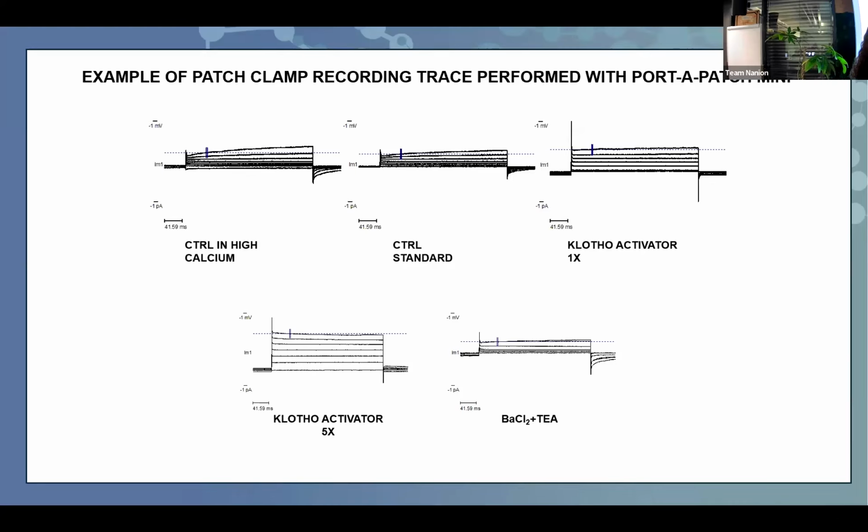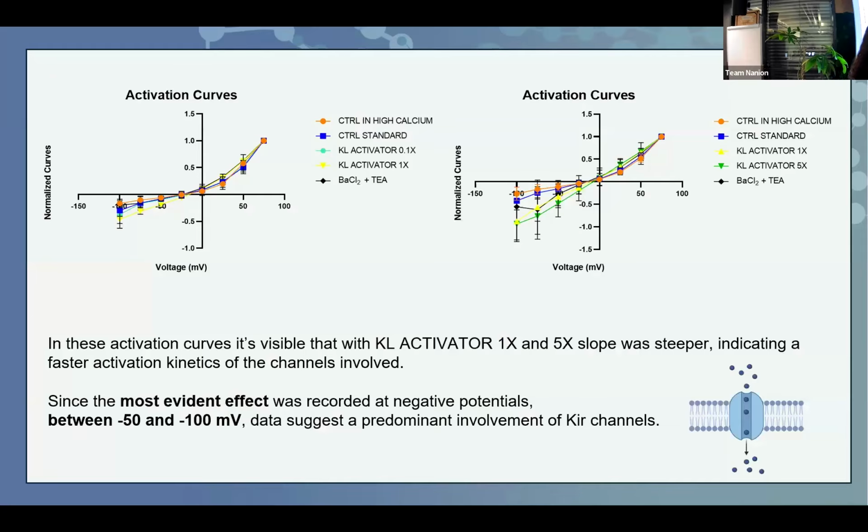Here we can see with the Klotho activator 1x and 5x that there is a concentration-dependent increase in current. At the end, we also see barium chloride tetraethylammonium solution, which is closing inward currents and not totally closing outward currents. Here we have activation curves that are confirming what we have seen before.